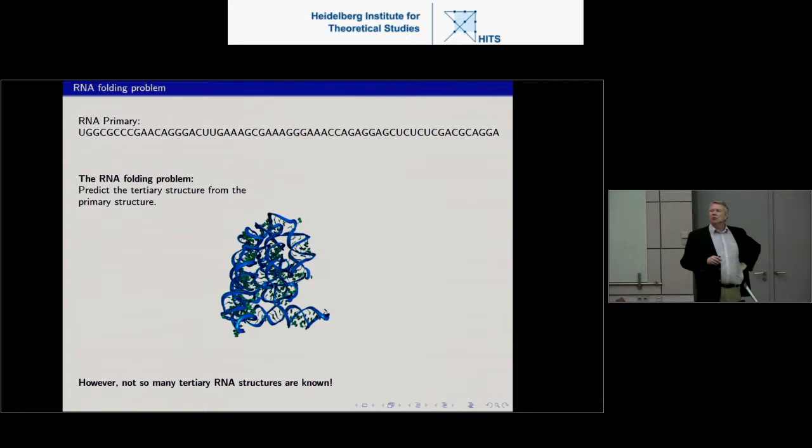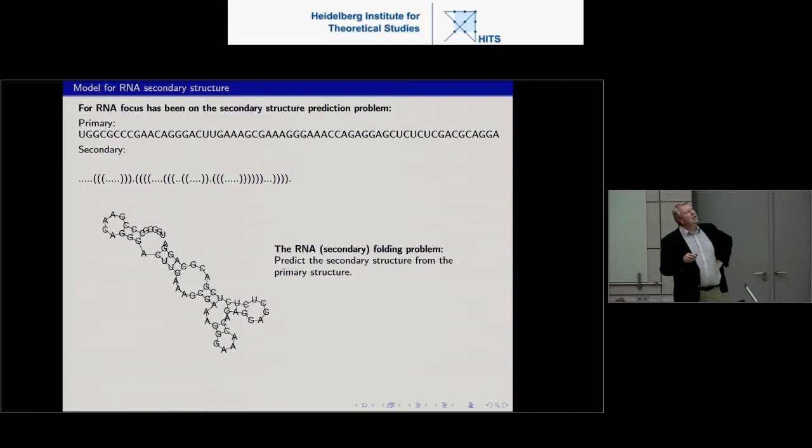However, what we do know is who is hydrogen bonded to who. This is very easy for people to measure, and there are big databases with lots of information about that. So the secondary folding problem is, given a primary sequence, to predict the secondary structure, meaning who's hydrogen bonded to who when the RNA folds on itself, which it does.